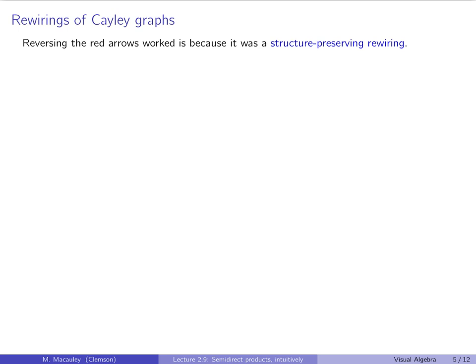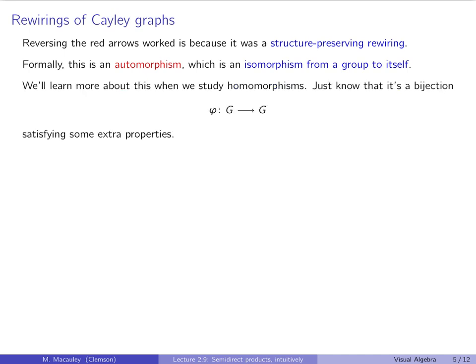Reversing the red arrows in that last example worked because it was a structure-preserving rewiring of the Cayley graph. Formally, this is something called an automorphism, which is an isomorphism from a group to itself. We'll learn more about this when we study homomorphisms. For now, just know that it's a bijection from a group to itself, satisfying some extra properties.